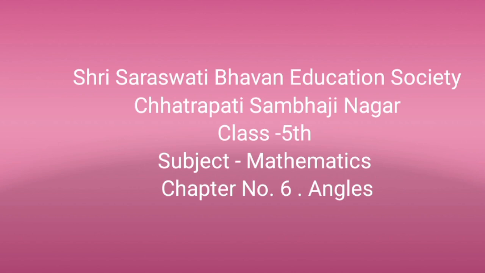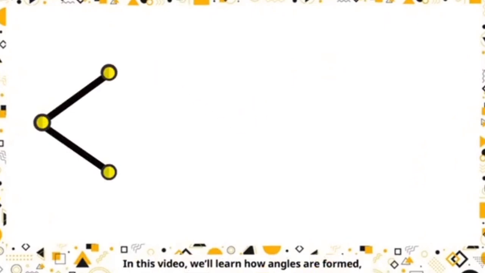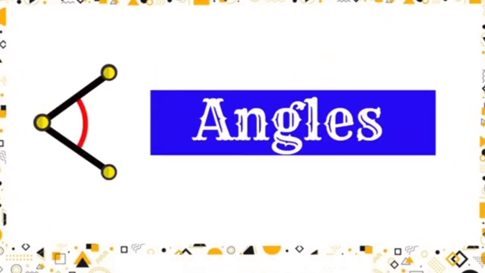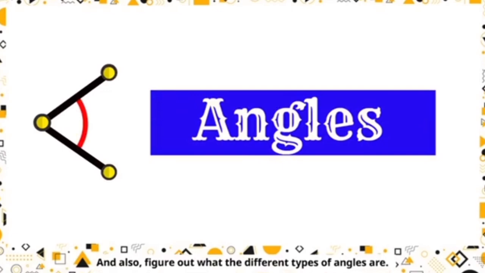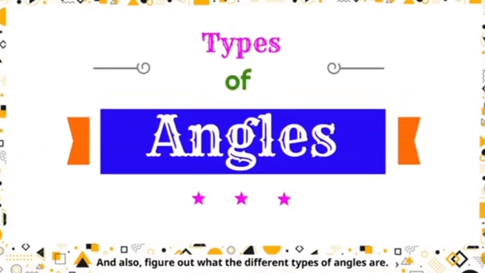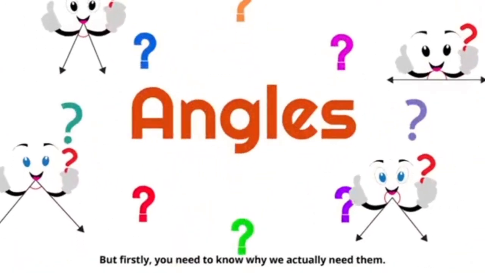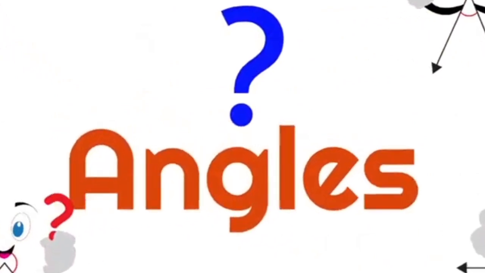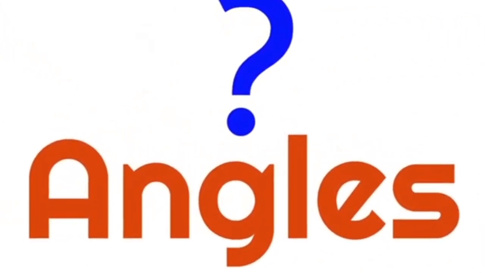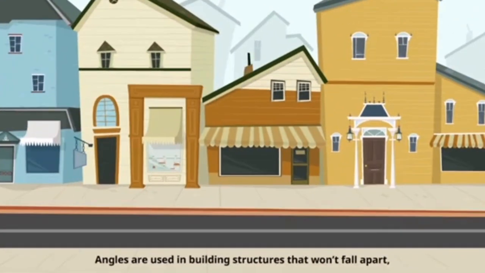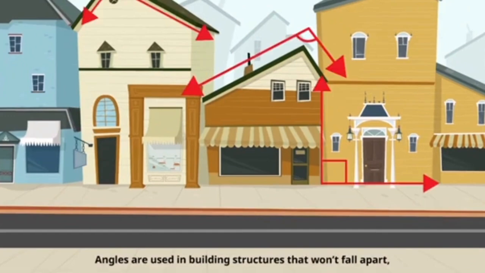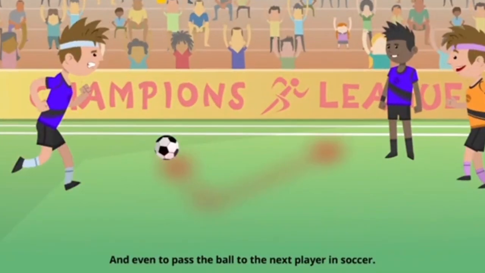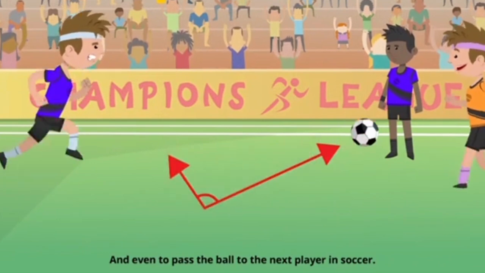Today we are going to learn in class 5th Mathematics chapter number 6, Angles. In this video we will learn how angles are formed and also figure out what the different types of angles are. But firstly, you need to know why we actually need them. Angles are used in building structures that won't fall apart, and even to pass the ball to the next player in soccer.